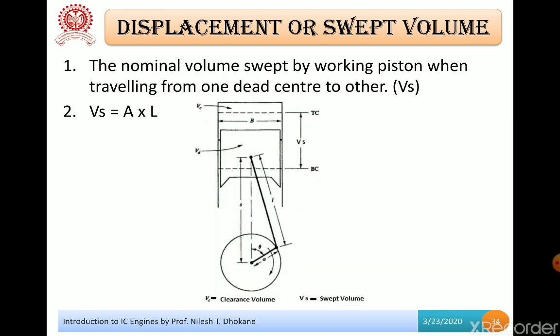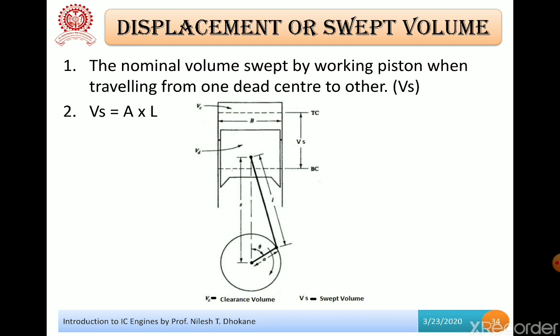Next is displacement volume or swept volume. It is the nominal volume swept by the working piston when traveling from one dead center to the other dead center. It is denoted by letter V with suffix S, and its value will be equal to A into L, where A is the piston area and L is the stroke length. Here in the diagram you can see from top dead center to the bottom dead center, in between that VS is the swept volume.